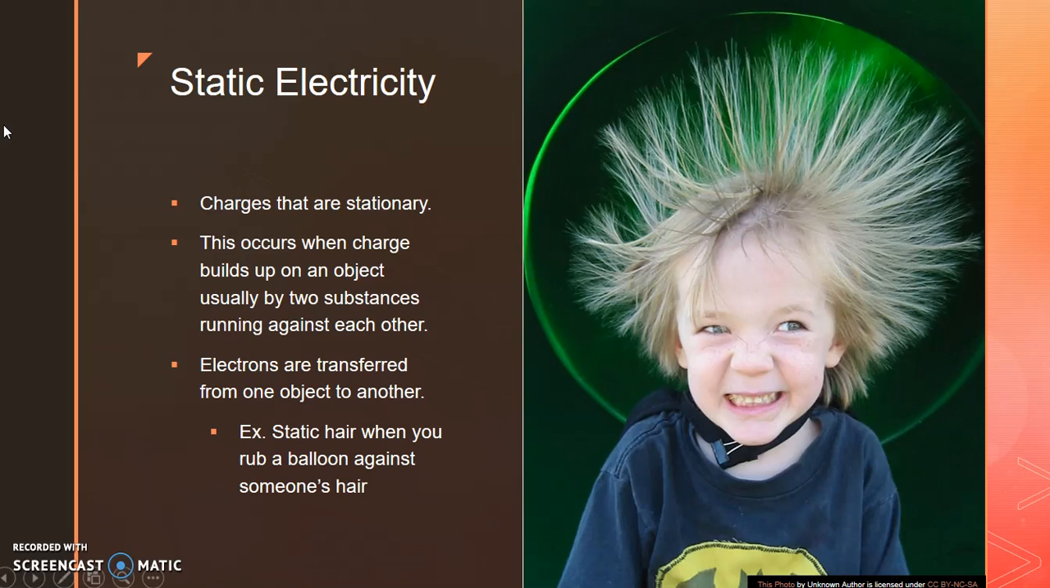Static electricity means that the charges are stationary. This occurs when charge builds up on an object, usually by two substances rubbing against each other. Electrons are transferred from one object to another. Some examples of static electricity are static hair when you rub a balloon against someone's hair so it sticks up, like you see in the picture of a child going down the slide.